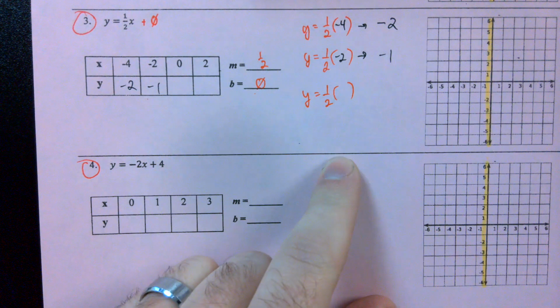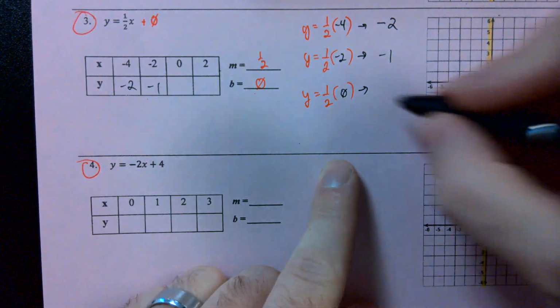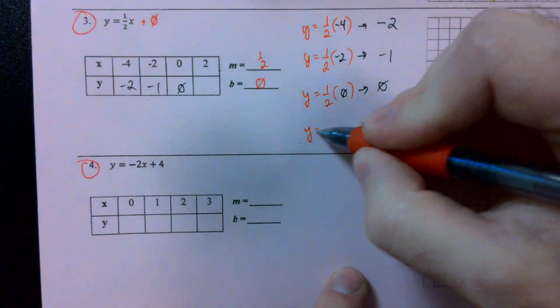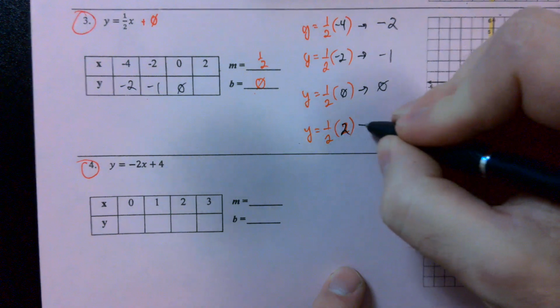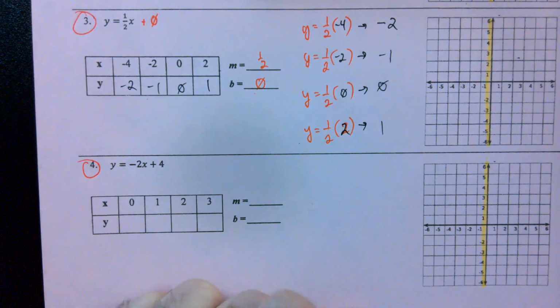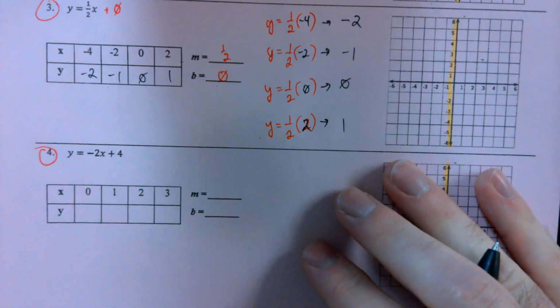My next one, what am I going to plug in now? 0. Well, what's half of 0? Just 0. And finally, I'm going to plug in 2. And what's half of a positive 2? Positive 1. All right. So I got all my outputs nice and easy. Time to plot them and get my line.